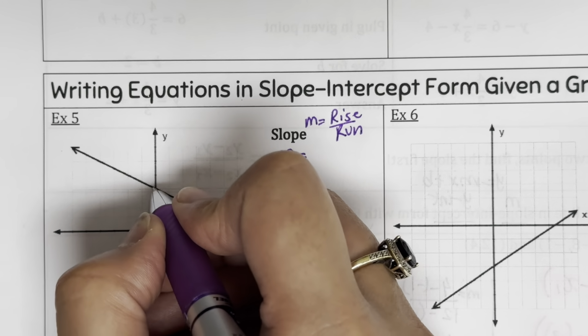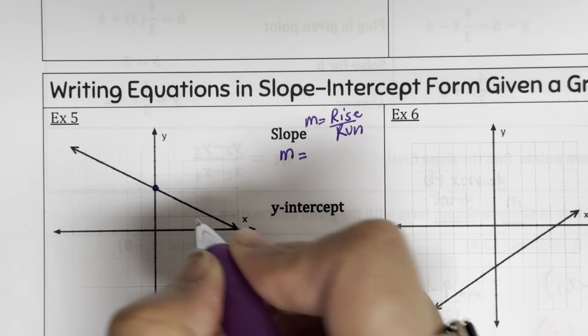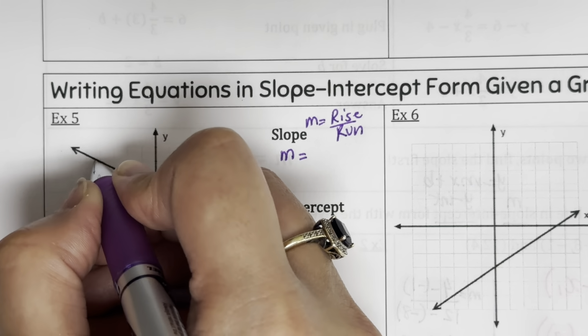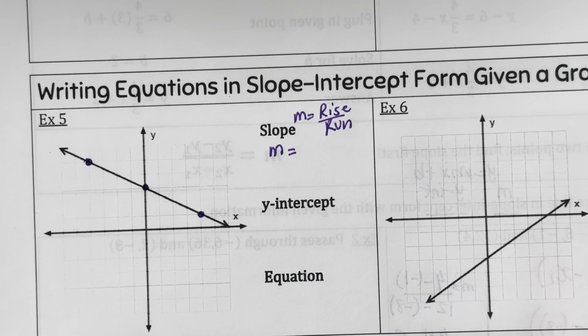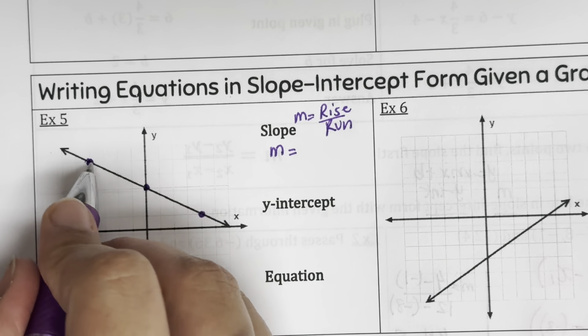So find 2 good points that are passing through the line and all on the corner. There you go. I have 3 good points. All I'm gonna do is rise over run. So I'm gonna go from one point to another.